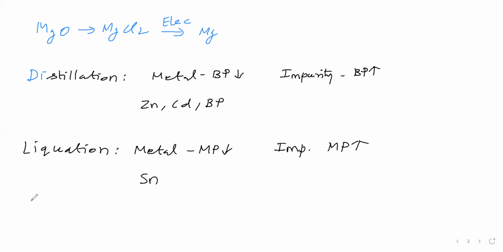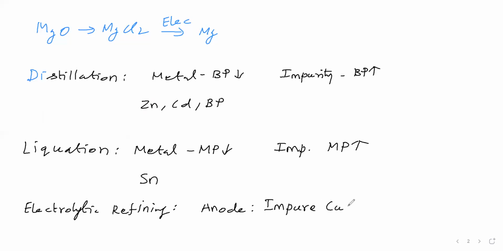Next method is electrolytic refining. In electrolytic refining, the impure metal which we want to purify is taken as the anode. Impure metal means crude metal, for example impure copper. At the cathode, pure metal is taken. If impure copper is the anode, pure copper is the cathode.